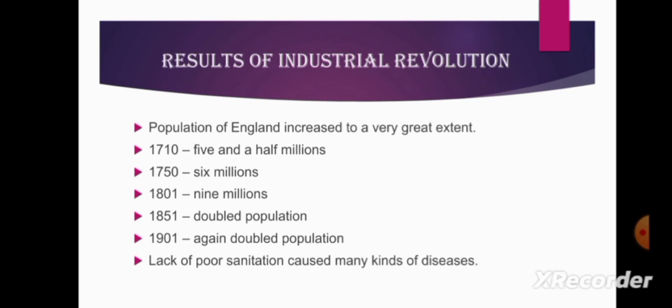The result of industrial revolution. The industrial revolution had good as well as bad results. During the period of industrial revolution, the population of England increased to a very great extent. It is estimated that in 1710 the population of England was 5.5 million, but by 1750 it increased to 6 million. During the next 50 years, there was an increase of 50%. The census of 1801 revealed the population of 9 million. This was again doubled by 1851 and doubled again by 1901.